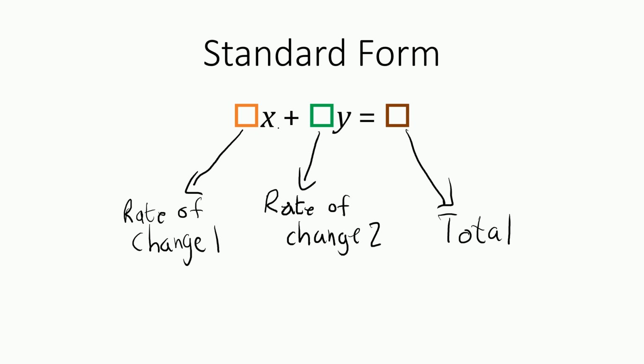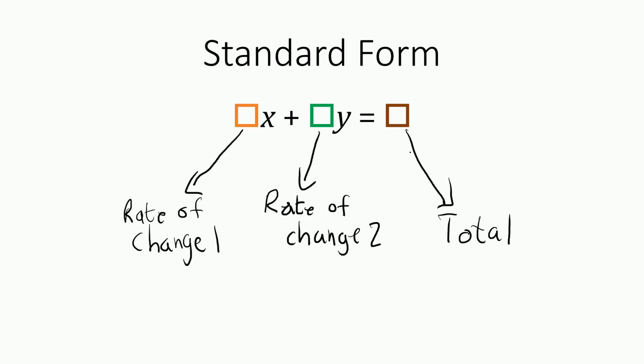The y-intercept we can find by plugging in 0 for x and then solving the resulting equation for y. And we can do the same thing for the x-intercept, and we'll talk more about that when we graph standard form equations. But know that a standard form equation looks like this. There are 2 rates of change plus a total.